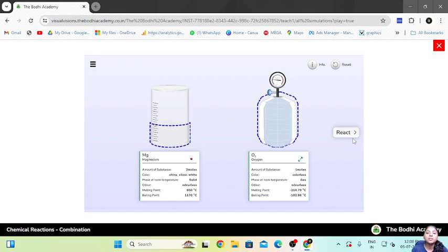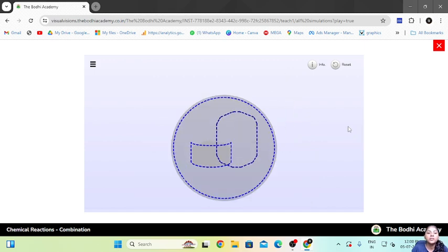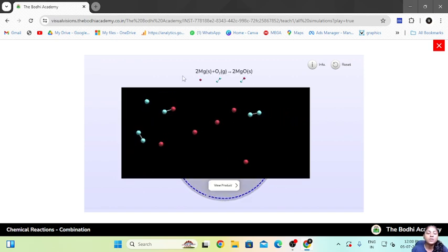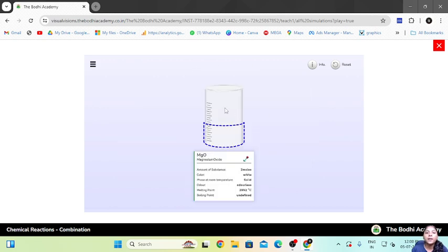So let us combine these two reactants to see what product we get. So this is how the molecules will react. See how these are combining. So with 2 Mg plus O2 we got 2 MgO. So our final product is magnesium oxide, which we got in 2 moles. Its color is white, and at room temperature it is in solid state. It is also odorless, and this is its melting point, whereas its boiling point is undefined.